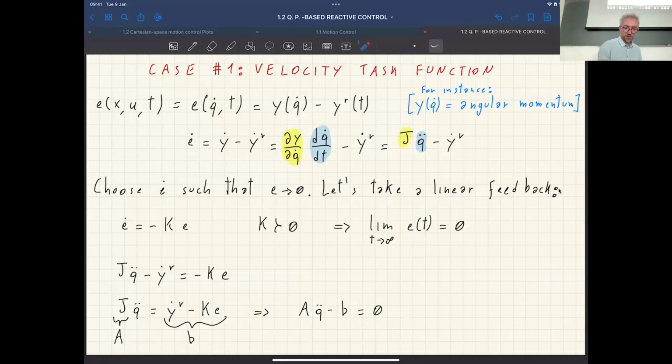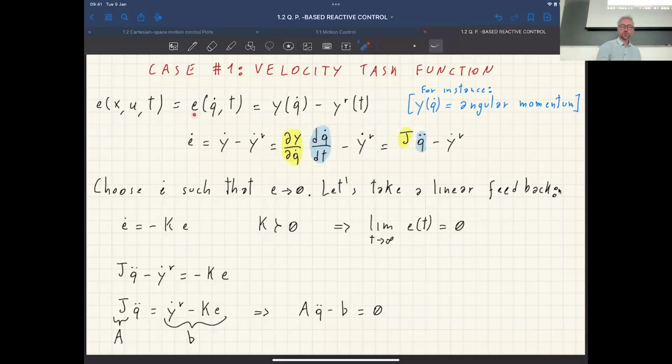Okay, so our function E is not going to be, as in the general case, a function of X and U, but it's going to be a function of q dot. So it's a special case where E depends only on the joint velocities. It doesn't depend on the joint positions or on the joint torques. So if E is a function of only q dot, and time, of course, because we have the time varying reference, then it means that y depends only on q dot, and the reference is, as usual, time dependent.